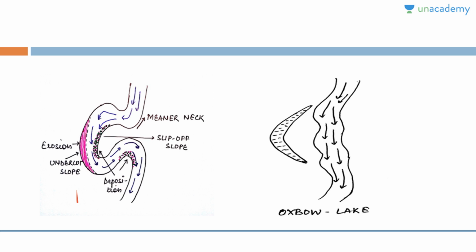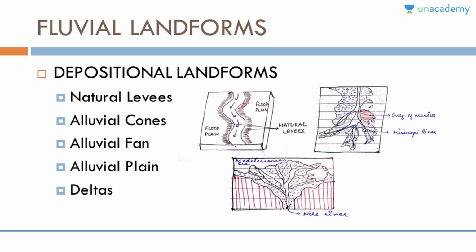When this continues for quite some time, river changes its course and a horseshoe-shaped lake is cut off, which is known as Oxbow Lake. River creates many depositional landforms. For example, it creates natural levees, which are elevated partitions between channels and floodplains.